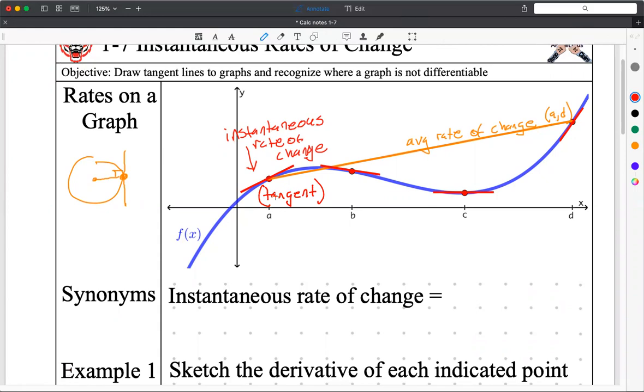There it goes, okay. Instantaneous rate of change. Another name for instantaneous rate of change is a tangent line. So if you ever see either one of these, that's the same exact thing that it's talking about. Another synonym for tangent line and instantaneous rate of change would be the derivative.